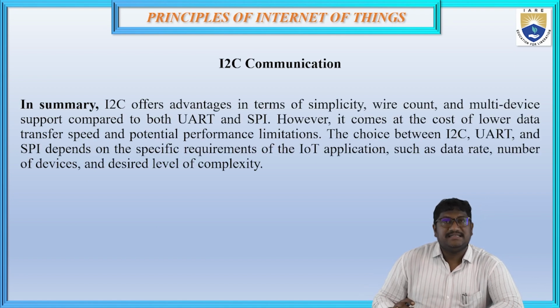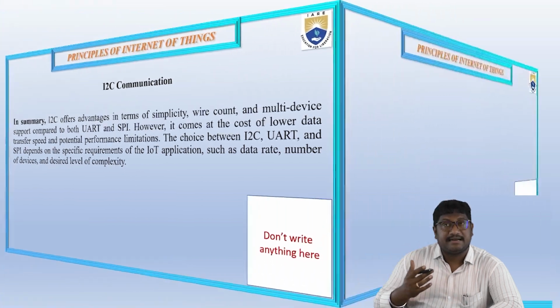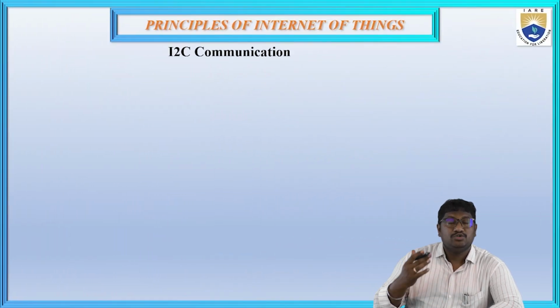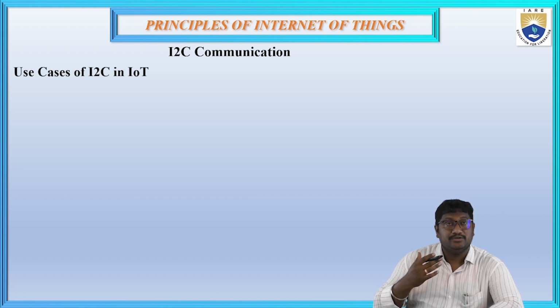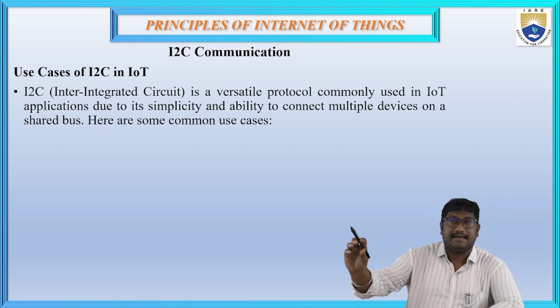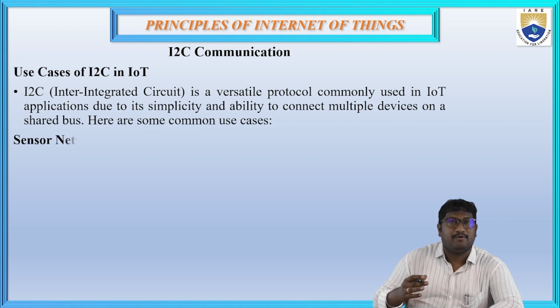I can conclude with a summary: the simplicity, the wire count and the multi-device protocol, and how the choice between I2C, UART and SPI depends on your requirement, guys. Whenever you require certain bus transfers, you need to choose I2C, or SPI, or UART. Now I'll show you the use cases of I2C in IoT. It is a versatile protocol used in IoT applications for connecting multiple devices on a shared bus. Here are some use cases which I want to show you.